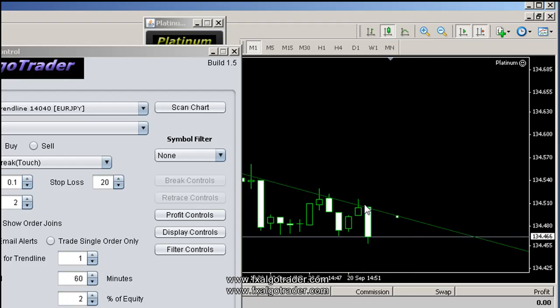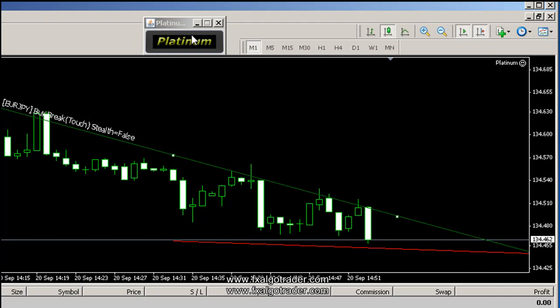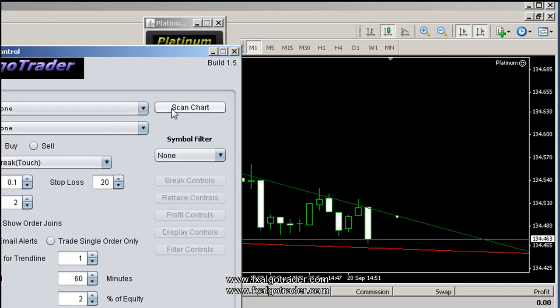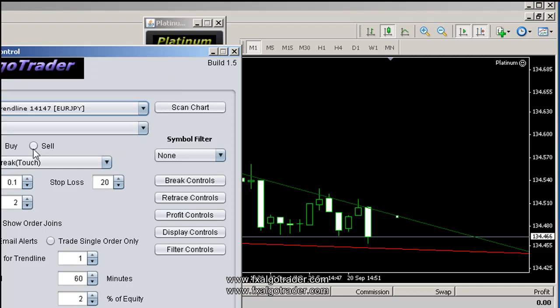I think it's really important to understand the parameters which trigger the trades. Okay, what I'm going to do, I'm just going to put a level below here, just in case it comes down and breaks that. So scan chart. It's this new one. Sell, break, touch. Put it in now.